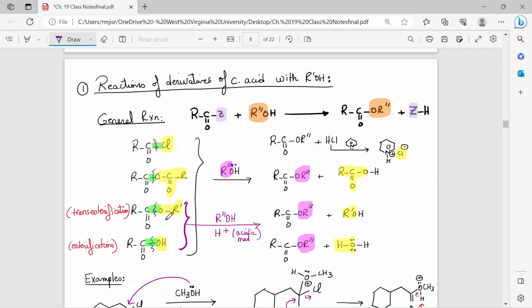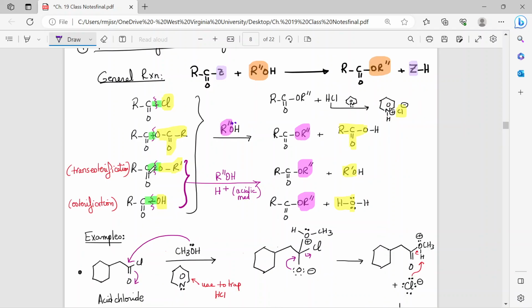in order to get to the product. However, with the ester and the acid, both of these are less reactive than the acid chloride and the anhydride. So whenever you react those with alcohols, you need an acidic medium to drive the reaction to completion to get the ester. Where you start with an ester, you react it with an alcohol in acidic medium, and you get another ester. This is called a transesterification.